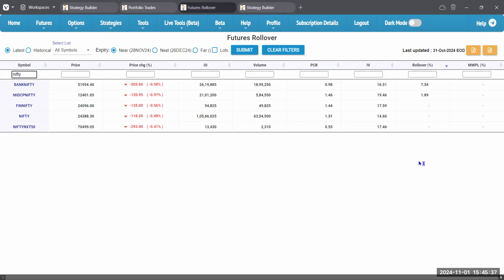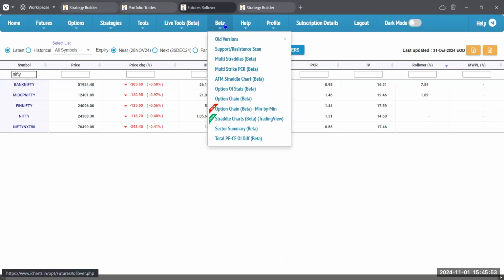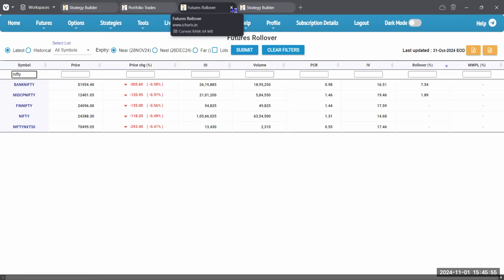So as of now, what is the rollover? That is what it tells you, the total rollovers. And when is this updated? This is based on open interest, so it'll keep updating throughout the day, basically. Okay, perfect, sir.